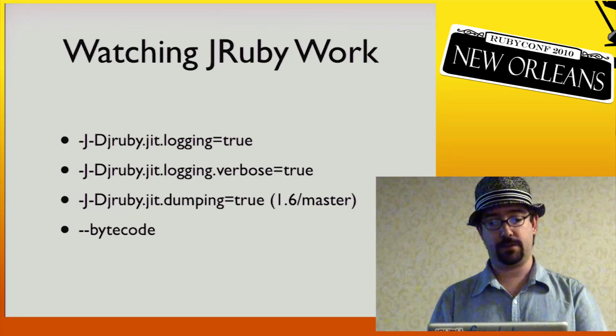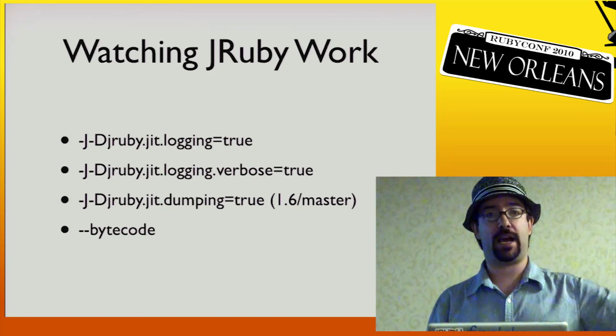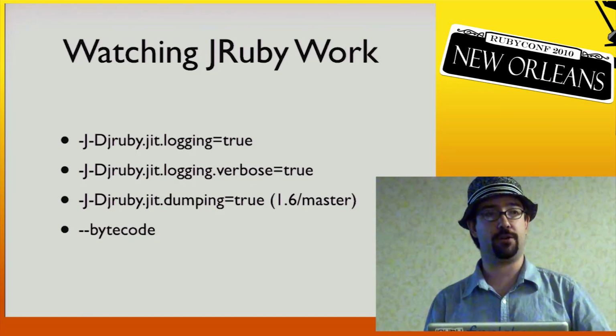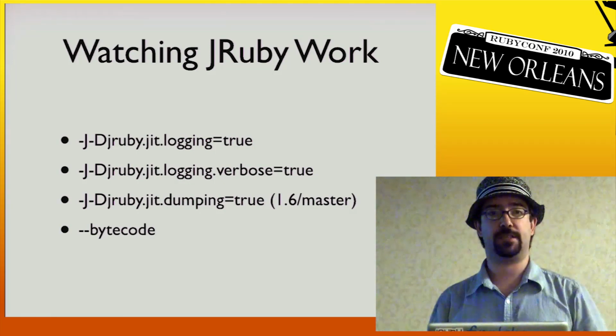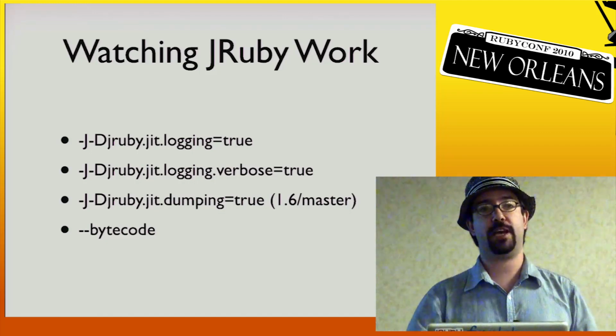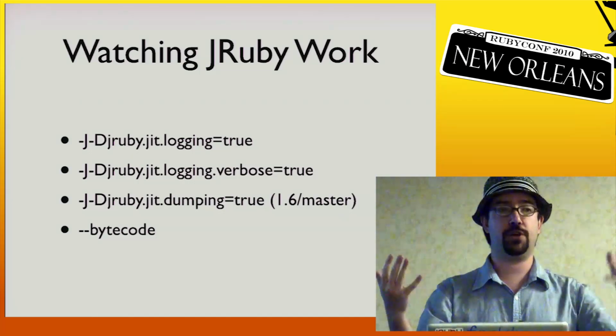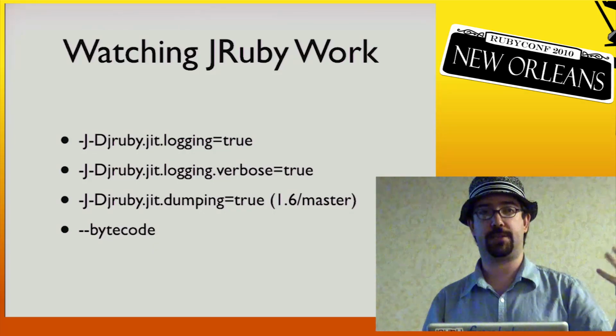You can also have JIT dumping turned on in 1.6, which every time it compiles a method, it'll actually dump out all of the JVM bytecode for it, and you can use that to investigate problems as well. There's also a --bytecode flag, which takes whatever the immediate script or -e line is and shows you what it's going to be compiled to right before it executes.